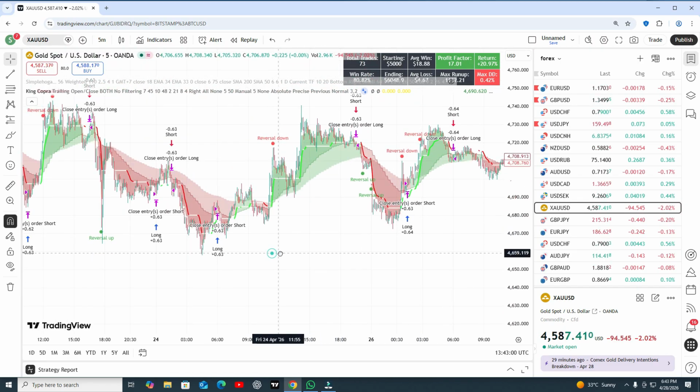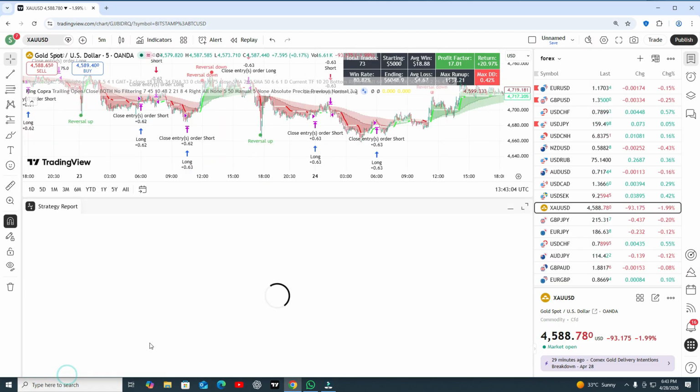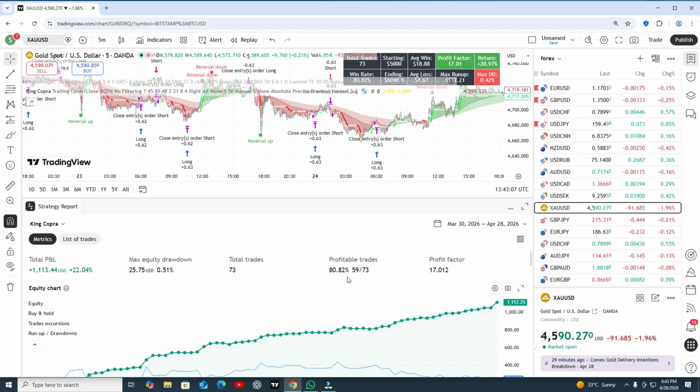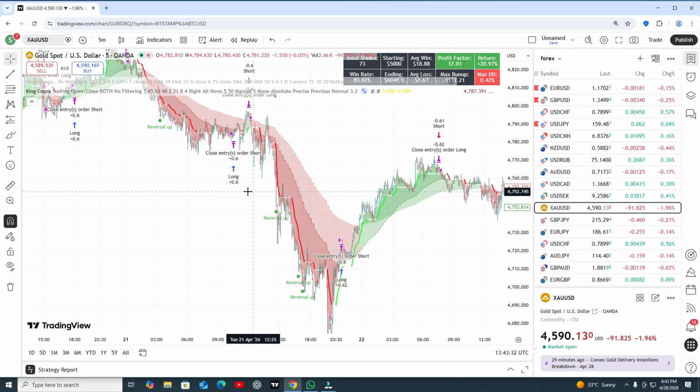Let me show you some more signals. You can see the accuracy. The accuracy is 80%. 59 trades successful out of 73. That is actually very good. The profit factor is 17%. That is actually a very good one. Maximum equity drawdown is just 0.51%. Here you go, that is really awesome.